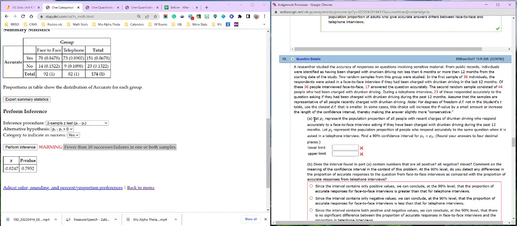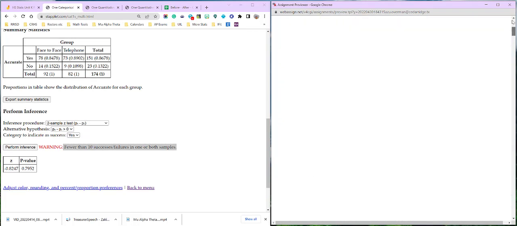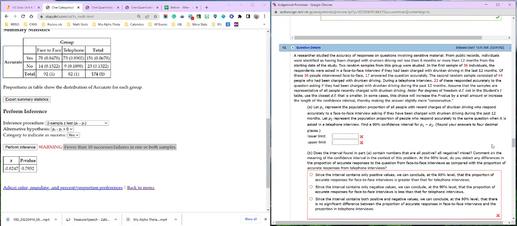Okay, and question 12. Let's see, how many of these do we have, just out of curiosity? Okay, we'll have 3 more left. Question 12. So this is another proportion, because you can see I'm counting, right? So we'll want this again.